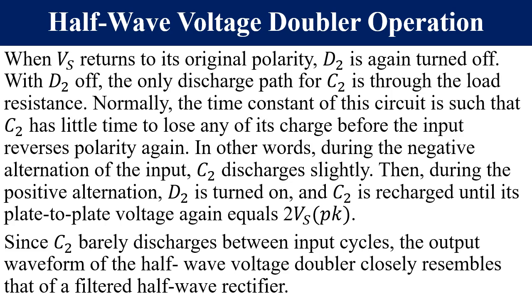This means that the time constant, or the time taken for the capacitor to discharge through the load, must be very large, so that it doesn't lose any of its charge before the reversal of the polarity. So in other words, when the input is negative, C2 discharges slightly, and during the positive half cycle, D2 is turned on, and C2 in this case is now recharged.